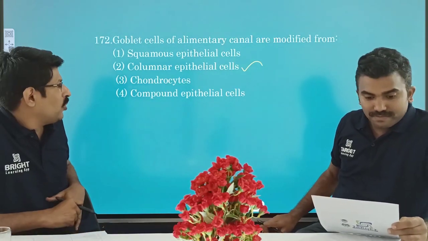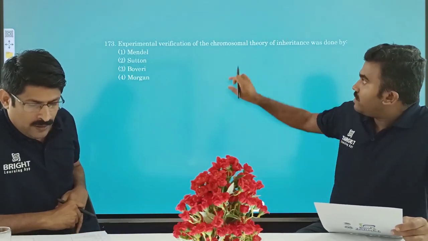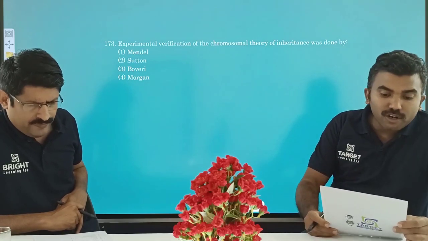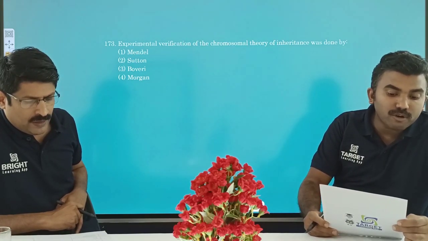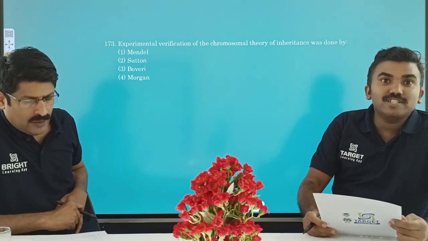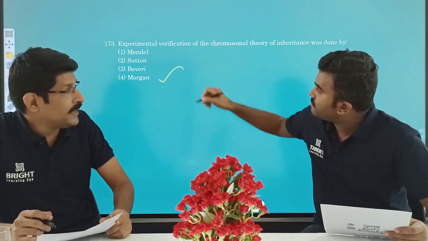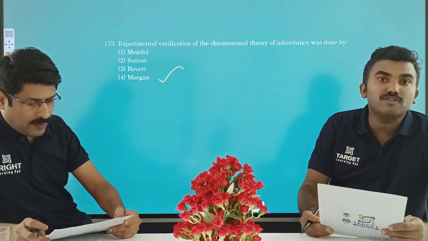Okay. Next one, experimental verification of the chromosomal theory of inheritance was done by Mendel, Sutton, Boveri, or Morgan. T.H. Morgan conducted experiments in Drosophila melanogaster, that is the fruit fly. The chromosomal theory of inheritance was proposed by Sutton and Boveri. We already know Mendel is the father of genetics. So page number 83, the fourth option is the right answer.